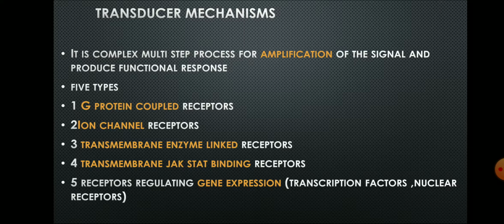So the types of transducer mechanisms are five. The first one is G protein coupled receptors.